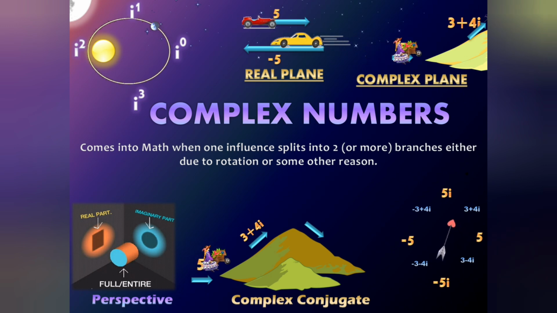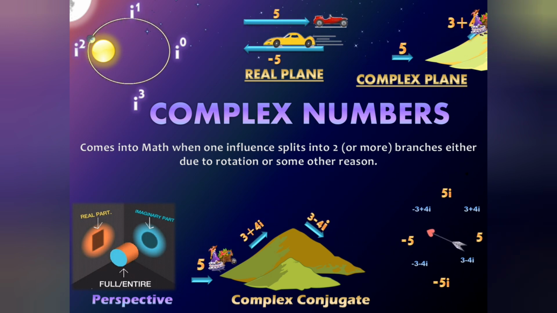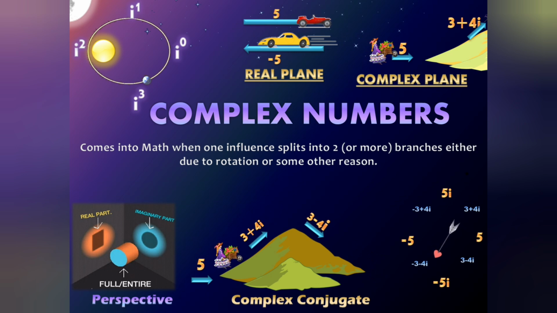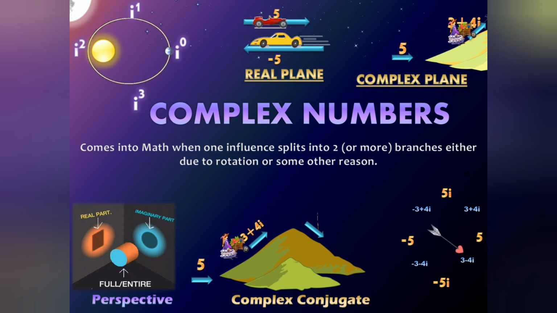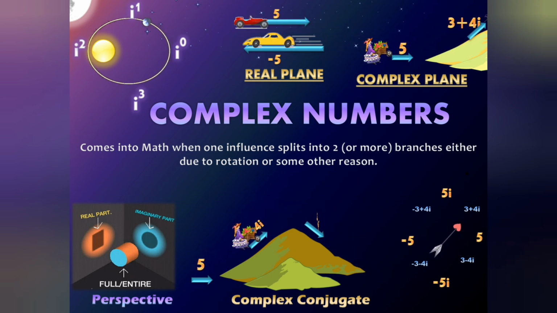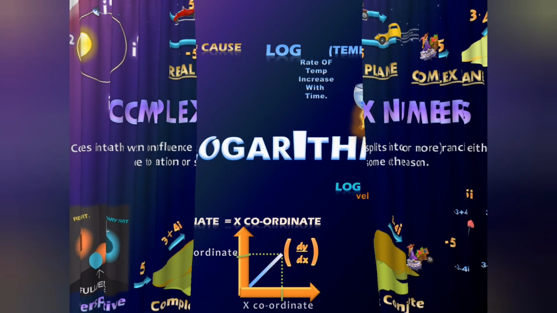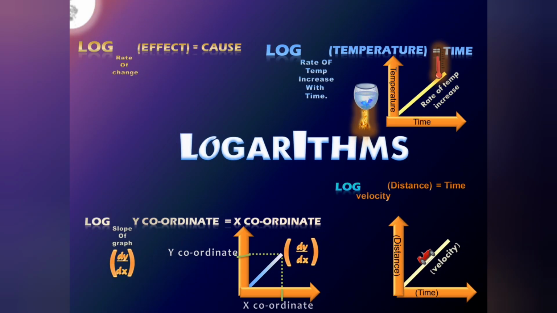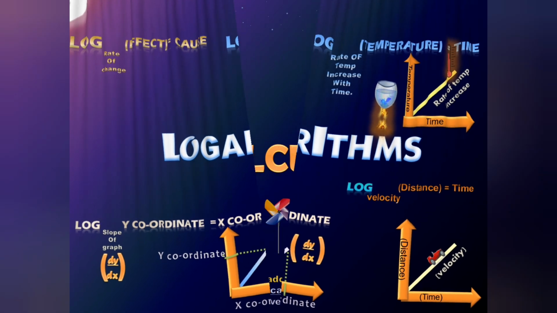Complex numbers. They come into math whenever one parent force or influence gets divided into 2 daughter influences. You can call one daughter influence the real part and the other daughter influence the imaginary part. What if the base of logarithms is the rate at which change takes place? What if log of a number gives you the cause for every effect?